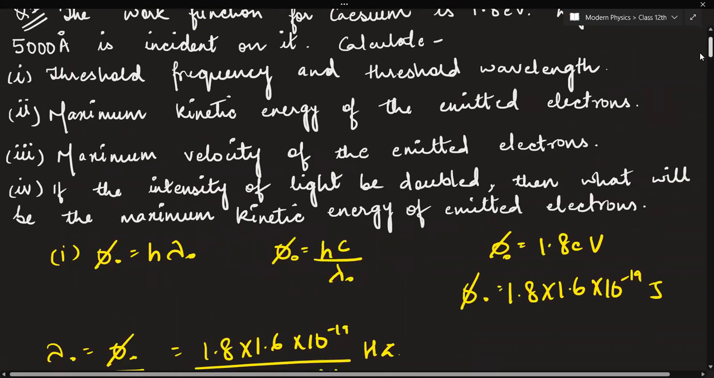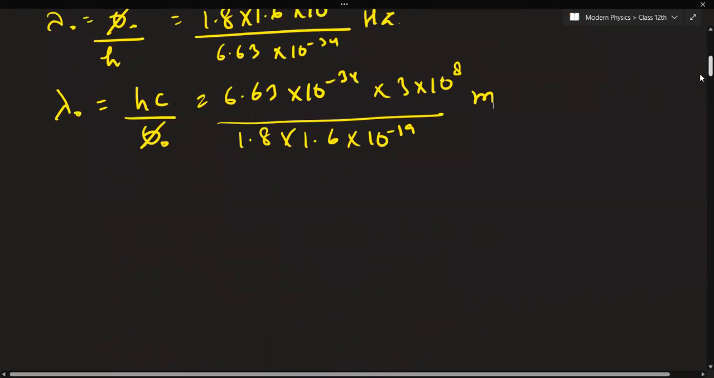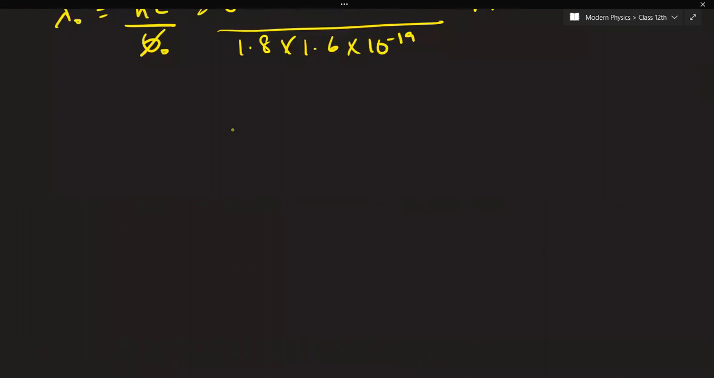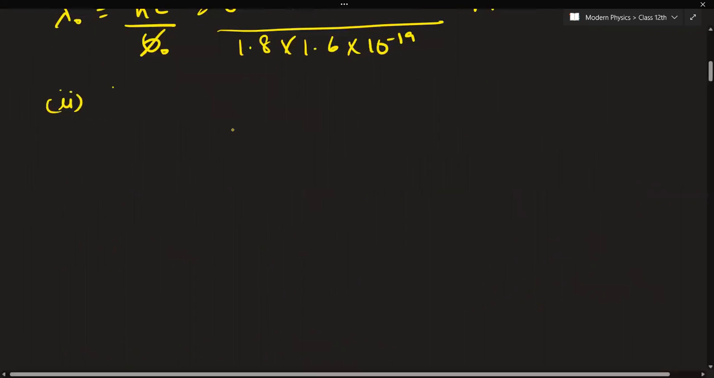The second part asks for the maximum kinetic energy of the electrons. So the kinetic energy formula is from Einstein's theory, whatever we have studied right now. Kinetic energy was this only, no?